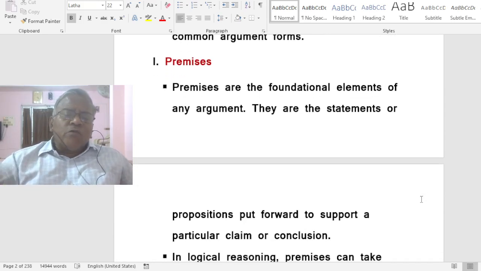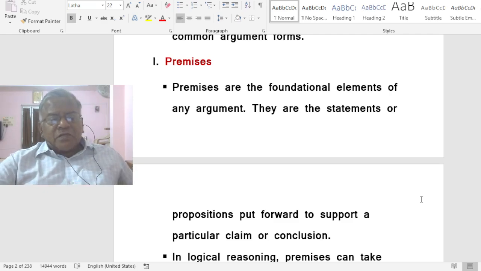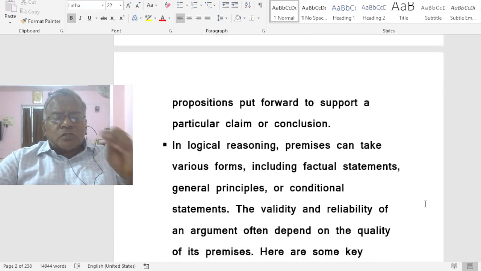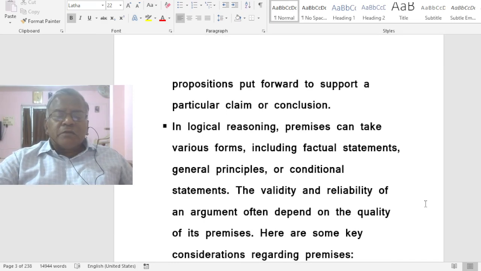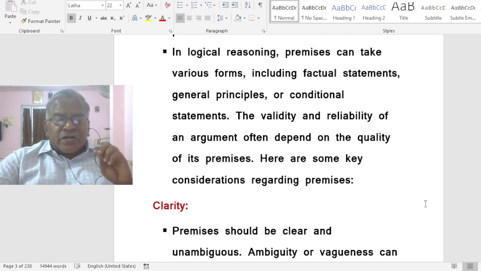What do you mean by premise in logic? Premises are the foundational elements of any argument. They are just statements, but meaningful statements. They are the statements or propositions put forward to support a particular claim or conclusion. In logical reasoning, premises can take various forms, including factual statements, general principles, or conditional statements. The validity and reliability of an argument often depend on the quality of its premises, in other words, meaningful sentences.